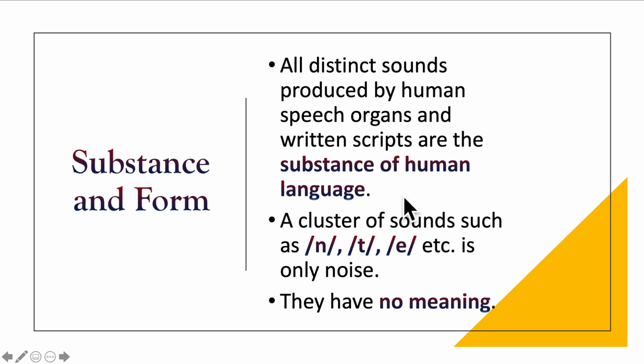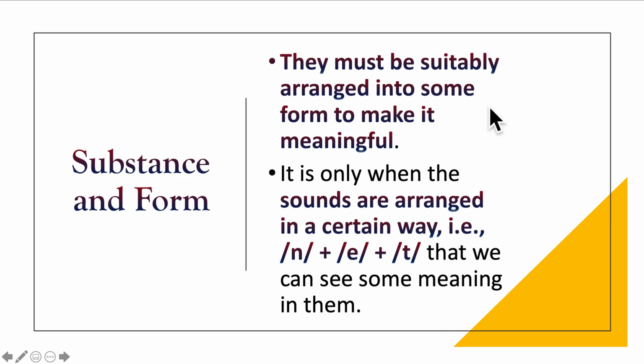Next, just remember, all distinct sounds produced by human speech organs and written scripts are known as the substance. A cluster of sounds such as n, t, a, is only noise, only sound. They don't carry any meaning. We don't understand what these sounds mean. They must be suitably arranged into some form to make meaning. It is only when the sounds are arranged in a certain way, that is net, that we can see some meaning.